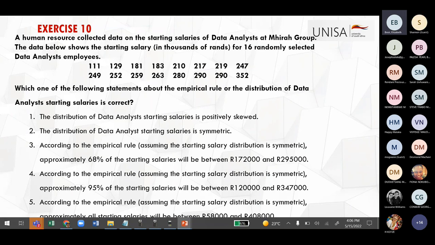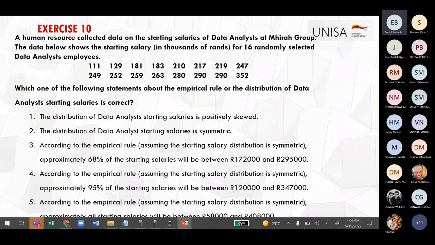The human resource department collected data on starting salaries of data analysts in Mira Group. The data below shows the starting salaries in thousands of rands for 16 randomly selected data analyst employees. Which one of the following statements about the empirical rule or the distribution of the data analyst starting salary is correct? Number one, the distribution of data analyst starting salary is positively skewed. The data analyst salary is symmetric. We're looking for the correct one, right?